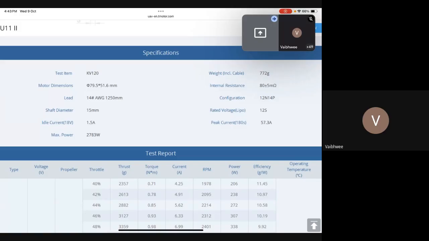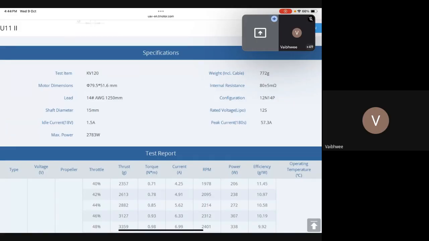And the rated voltage is the maximum that you can connect, which is a 12S LiPo. 12S LiPo roughly configures to 48 volts, and the peak current that it can draw is 57.3 amperes for up to 180 seconds. 180 seconds is 3 minutes. So up to 3 minutes it can draw 57.3 amperes, beyond which it will burn out. And the maximum power that it can give is 2783 watts. This maximum power is again for this 180 seconds.